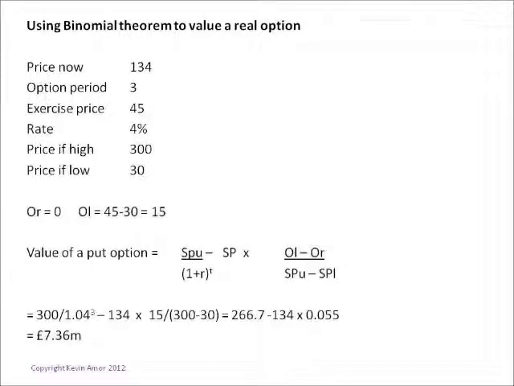Now, here's the formula for a put option. It's similar to the one for the call option. So it's the price if it goes up discounted minus the price today, multiplied by the difference in the payouts, divided by the difference in the share price between up and down. So it's 300, the price if it goes up, discounted by 1.04 to the power 3, minus the value today, 134, multiplied by the only payout, which is 15, divided by 300 minus 30, which is 7.36 million. That's the value of the real option, the fact that you have a choice.